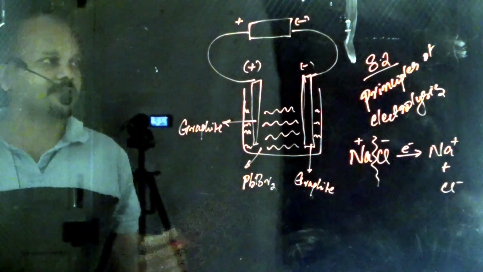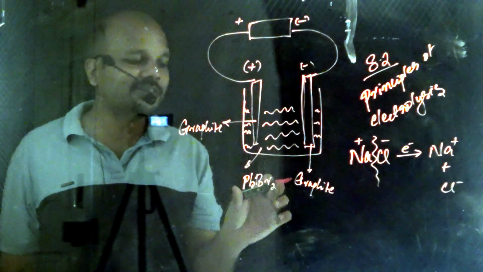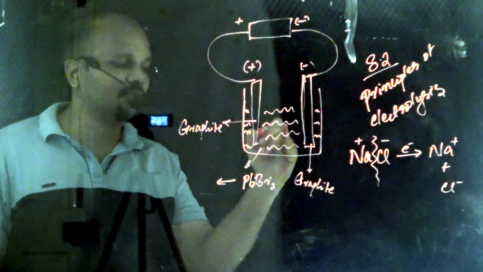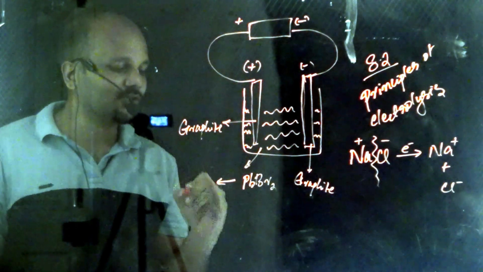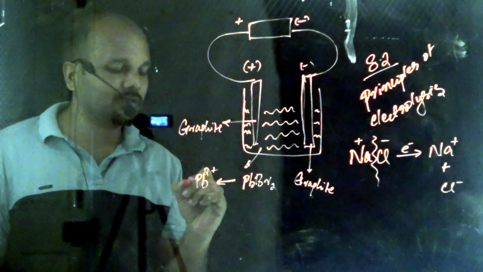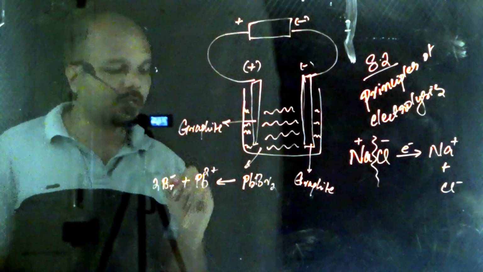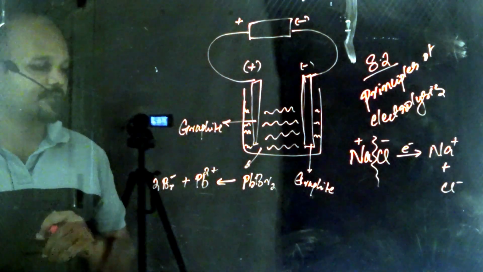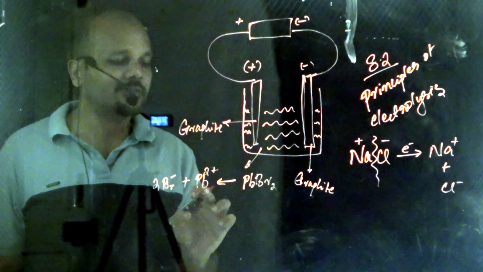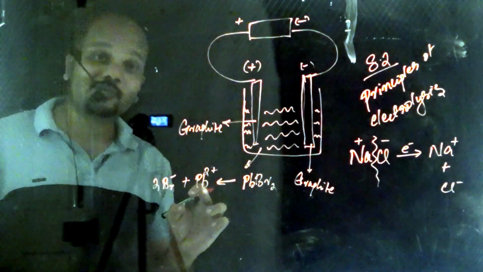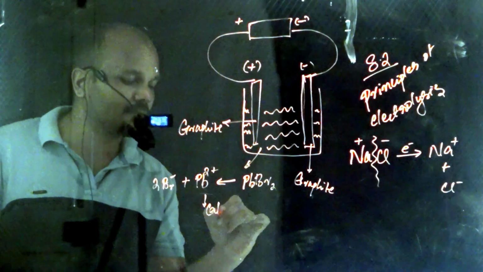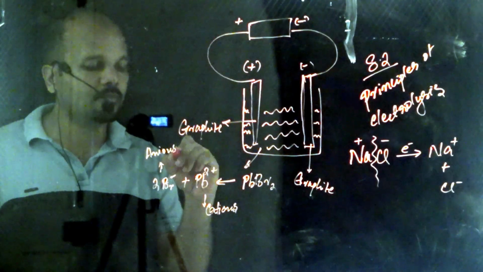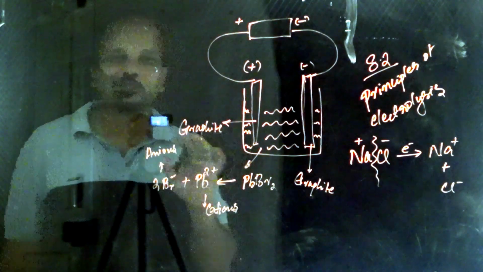So what happens when the electricity passes? This lead bromide, which is molten lead bromide, not solid, is going to be split into Pb2 plus and 2Br minus. Pb2 plus is a positively charged ion, which we call a cation. Negatively charged ions we call anions.